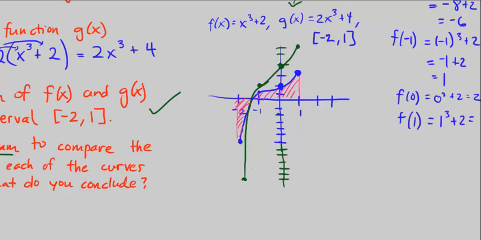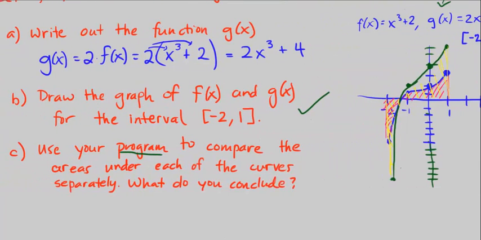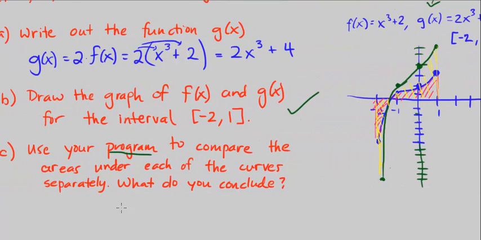And we also want to look at, I'm going to use yellow, to find the area under g of x, which is this area, right, and between the curve, remember it's between the curve and the x-axis, so it's also this area as well. Okay? So let's go ahead and write that out. Part C, let's use our program.